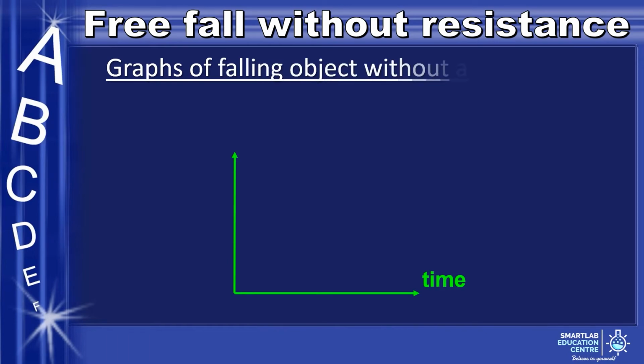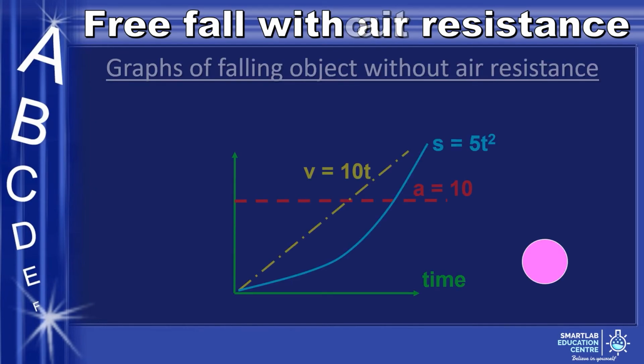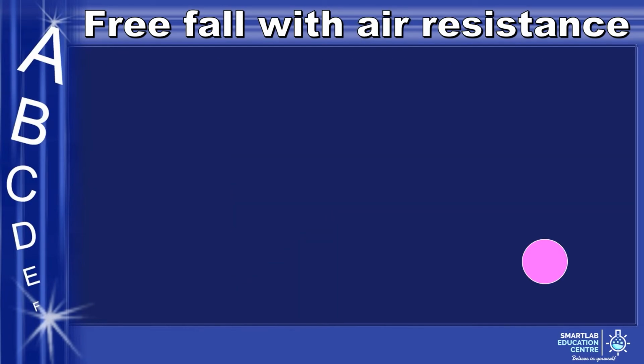Now, here are some graphs to demonstrate a free-falling object without resistance. Firstly, we have the displacement time graph. Next, the velocity time graph, and lastly, the acceleration time graph. Now, let us compare this with free fall with air resistance, meaning that there is a force acting against the motion of the object falling.